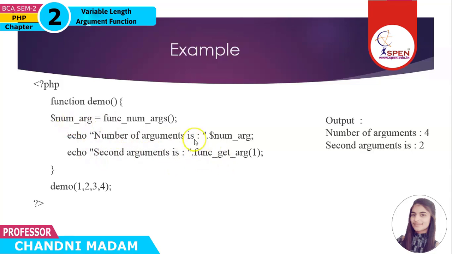After that we use our func_get_arg and we pass the value 1. It will return 2, because this function starts from the 0th location. So in the 0th location your argument is 1, and in the first location your argument is 2. So func_get_arg returns the value 2. So func_get_arg returns a particular value that we pass in our user defined function.